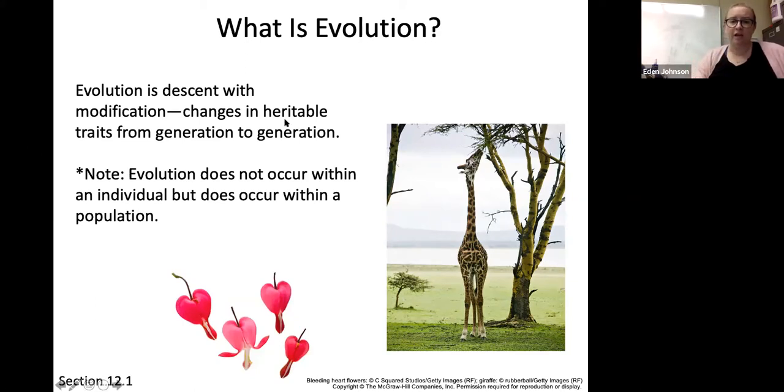Okay, changes in heritable traits from generation to generation. So descent, you're going from generation to generation, with modification, meaning that traits that were once favored are not always going to be the ones that are perfect in that particular environment, because guess what? Do all environments stay the same? No, environments change constantly, okay?